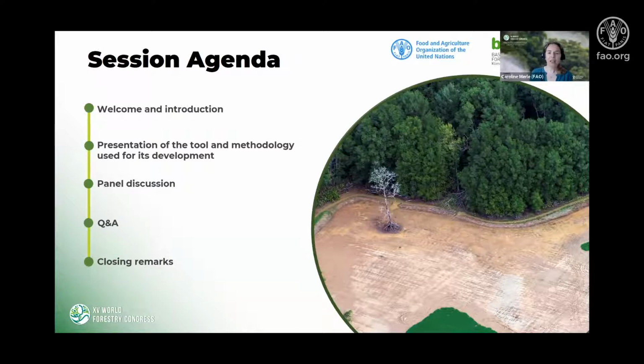The agenda of the side event is structured around two parts. First, our colleague Iñaki Arto, who is a research professor at the Basque Centre for Climate Change, will present the tool and the methodology that was used for developing it. Then Maria José Sanz will be our moderator of the panel discussion. She's the scientific director of BC3, the Basque Centre for Climate Change, and she will dialogue with our expert invitees who will bring the feedback and insights on the tool and its possible uses.